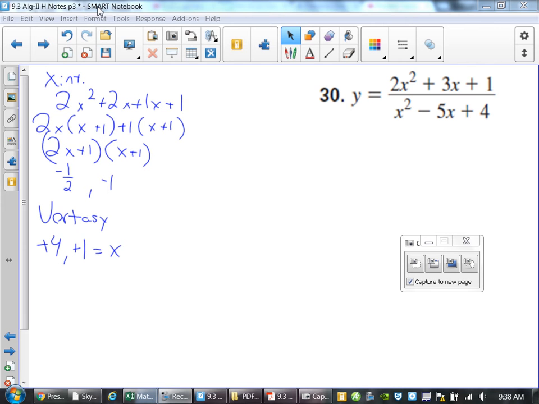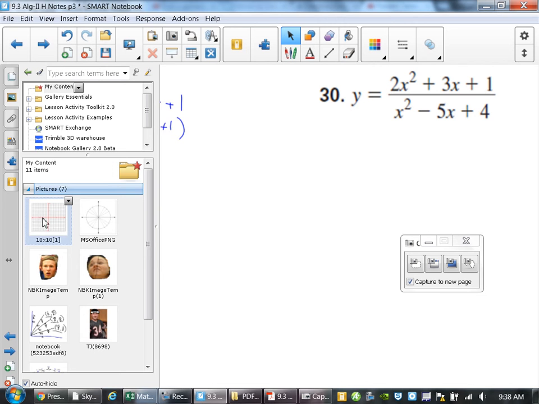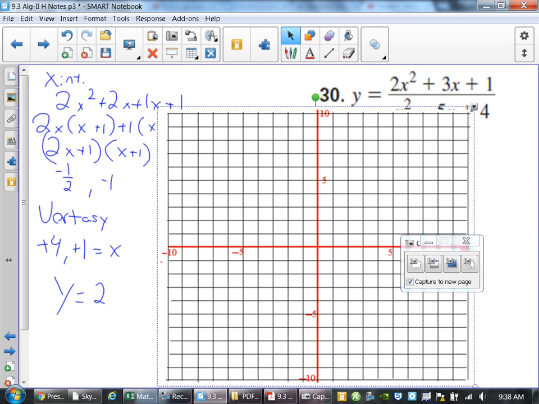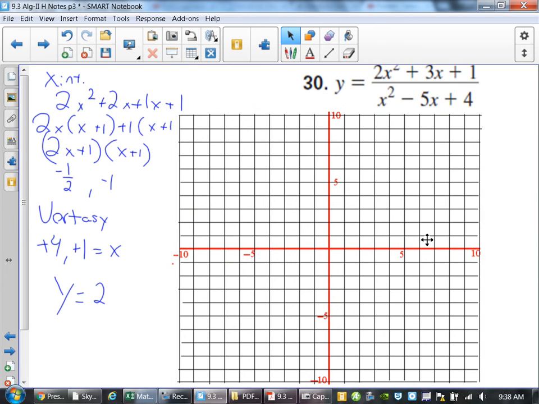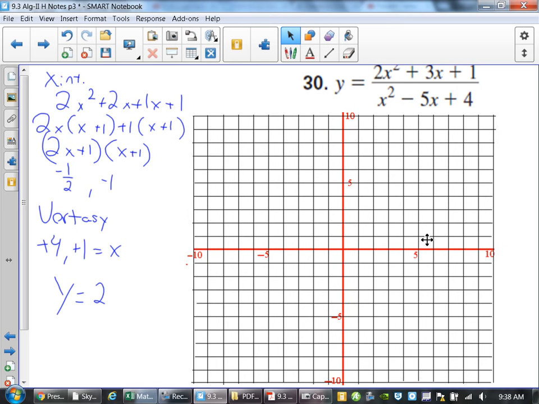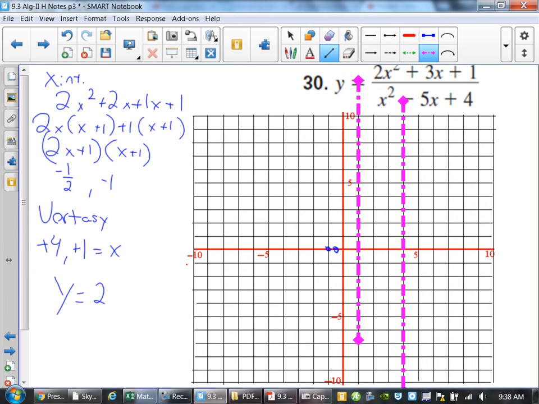Just call it the horizontal at 2. So we've got plenty of info. That's the Irish information, O info. Intercepts negative 1/2, negative 1. Vertical asymptotes 4 and 1. Horizontal at 2.